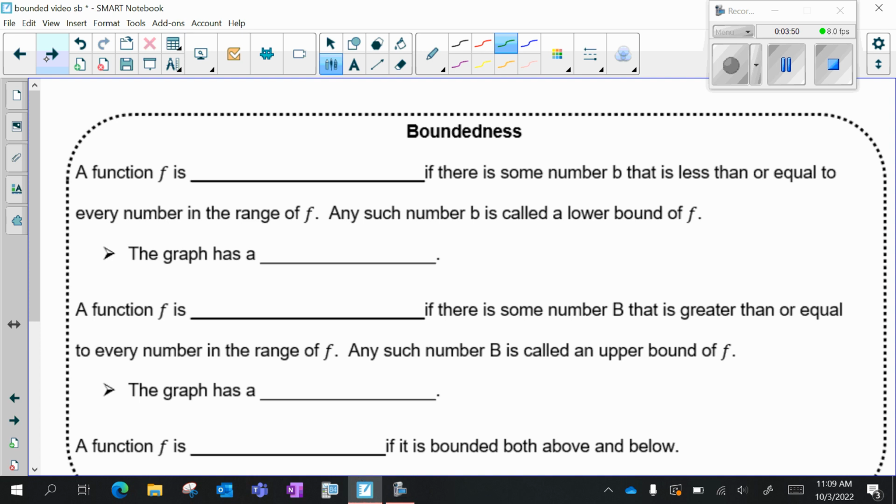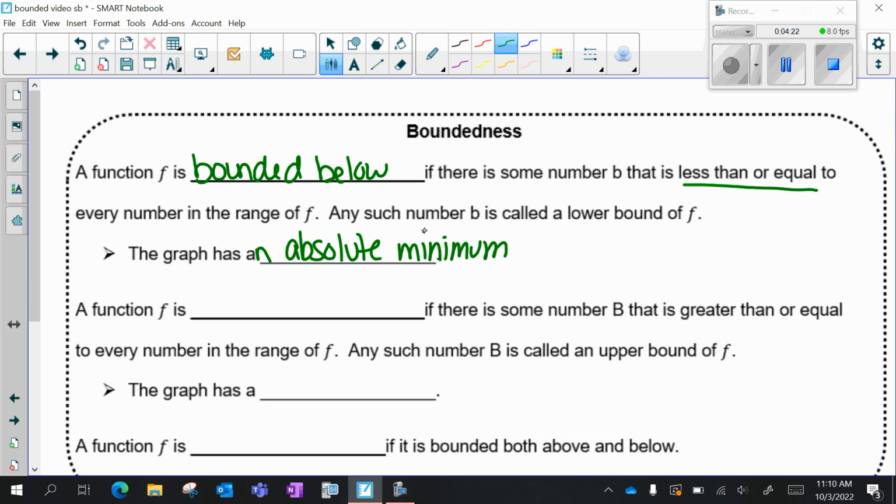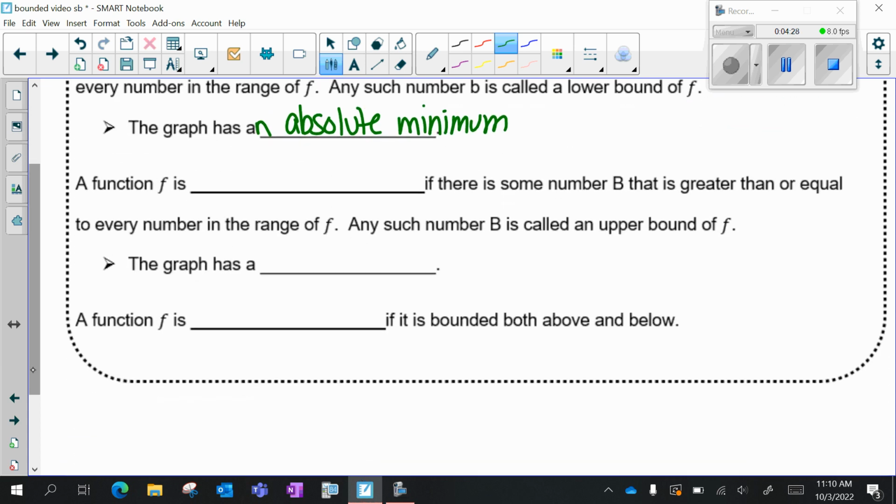Our next set of notes is about boundedness. So a function f is bounded below if there's some number b that is less than or equal to every number in the range of f. Any such number, b, is called a lower bound of f. This is a fancy way of saying that our function has an absolute minimum, or an overall minimum.